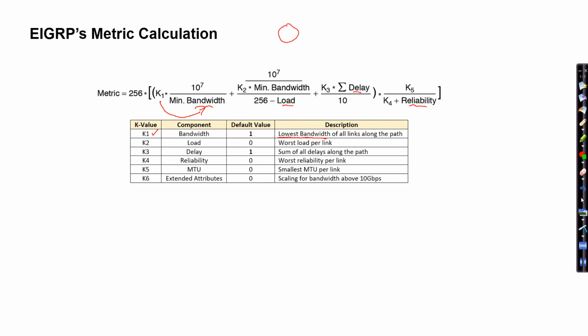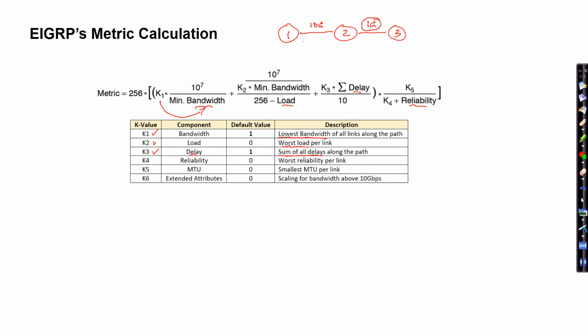Here's a quick example. Router 1 is connected to router 2, connected to router 3. The link between router 1 and 2 is 10 gigabit per second, and the link between router 2 and 3 is 1 gigabit per second. The metric will only use 1 gigabit per second. Next is K2, which is the worst load on that link, followed by K3, which is the delay. The delay is the sum of all delays.